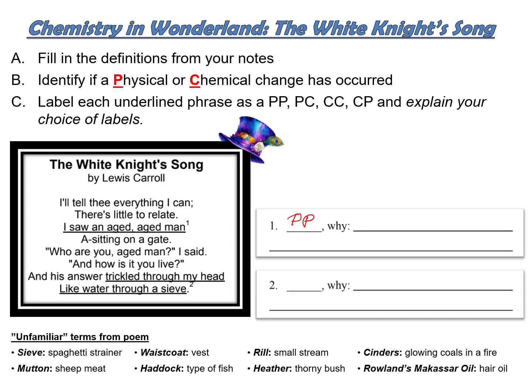There are a few terms that are unfamiliar, and I'm just going to leave them up here. So sieve means a spaghetti strainer or a colander. Waistcoat is a vest. A rill is a small stream. Cinders are the glowing coals in a fire. So whenever you see red coals in a fire, those are cinders. Mutton is sheep meat. Haddock is a type of fish. I had a student one time argue with me that it couldn't possibly be a fish because they had never heard of it. Heather is a thorny bush. And then the last one, I'm not going to try to say it, is just hair oil.